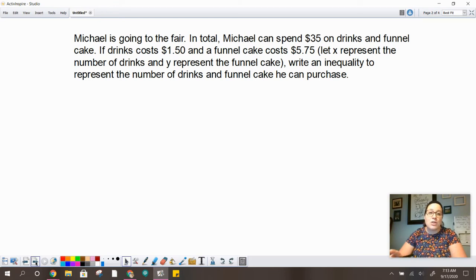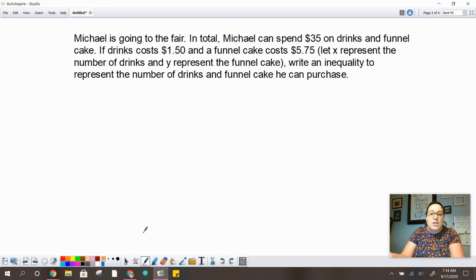So what we're trying to do is first, we want to figure out, well, he has $35 to spend, and he is buying drinks and funnel cake. It doesn't say he's just buying one, he's buying multiple. Say he's giving them to his friends or whatever, it doesn't matter. So we need to set up our expression first. So what I'm going to do is I'm going to go ahead and set up both parts of the expression, and then we'll figure out what symbol to use in a moment.